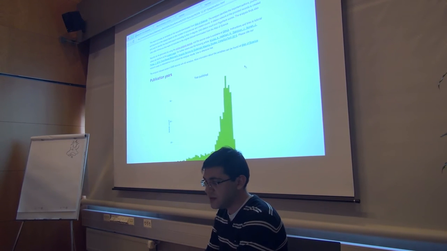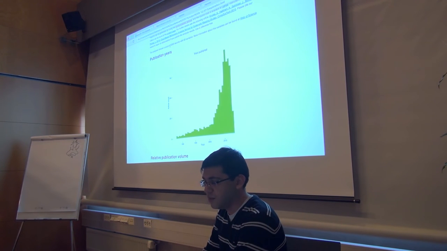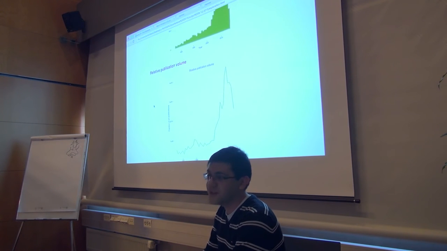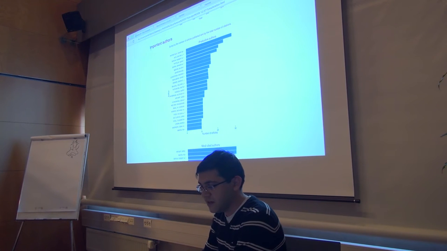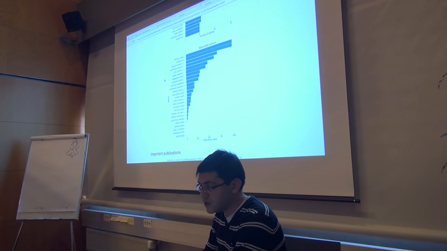So as you can see, there are the publication years. This is the amount of records I pushed into the tool. The publication years are always growing, not so surprising. And then the nice part is the important authors. You can see which authors are more productive by some ratios, and you can figure out their names. And then which authors are more cited.